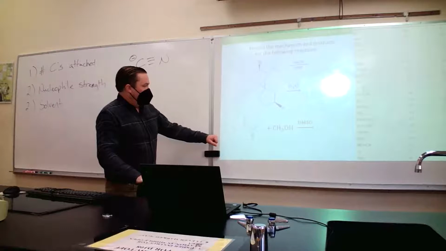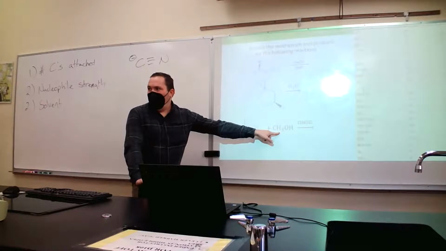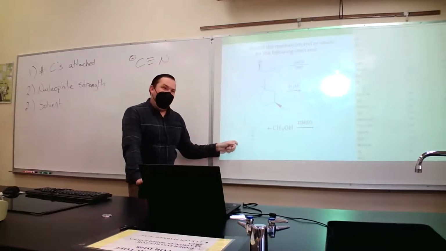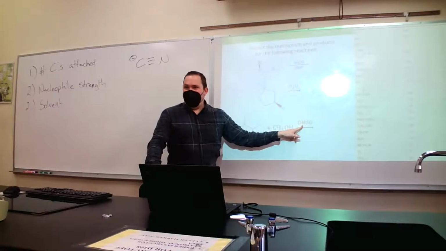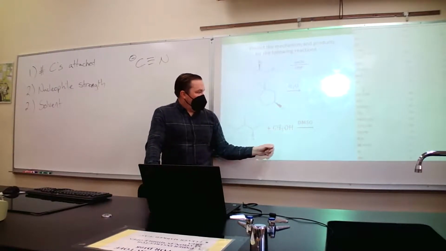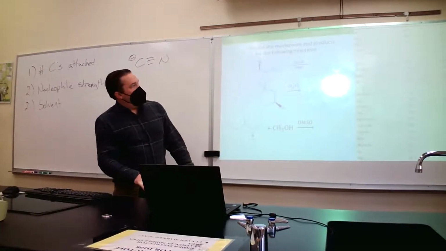All right, so mediocre leaving group, mediocre nucleophile. Weak nucleophiles favor SN1. Bad leaving group favors SN2. Aprotic solvent favors SN2. So this is one where we're kind of right on the border.